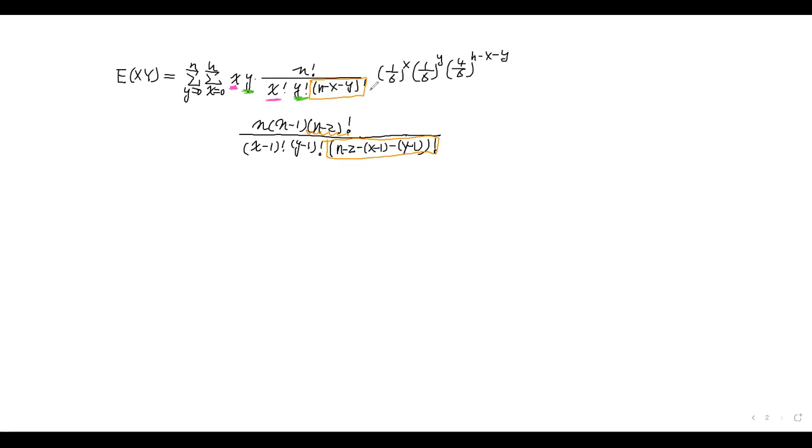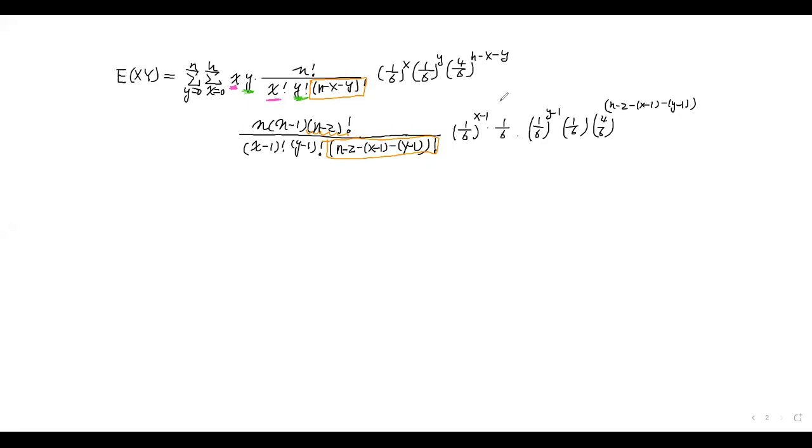Okay, all right, so the same way here. The 1/6, I can change it to 1/6 to the x minus 1 times 1/6. And then 1/6 to the y minus 1 times 1/6. Then I have 4/6 to the n minus 2 minus (x minus 1) minus (y minus 1), right?